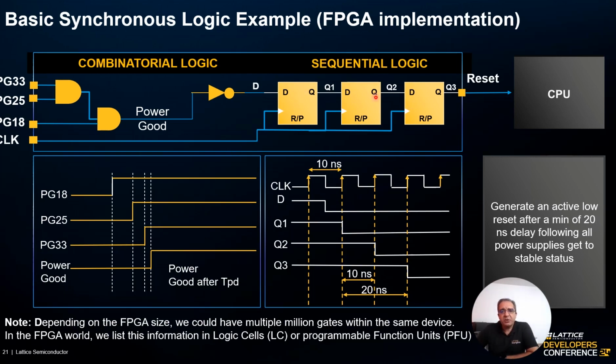So we have flip-flop 1, 2, and 3 with their corresponding outputs. And we are getting the input D going low at some point here. The next clock edge will make Q1 go low, the following clock edge will make Q2 go low, and the third clock edge will make Q3 go low. So we know that we have at least 20 nanoseconds of delay between the time that the combinatorial logic provides the all-power-good signal and the time this reset is communicated to the CPU.